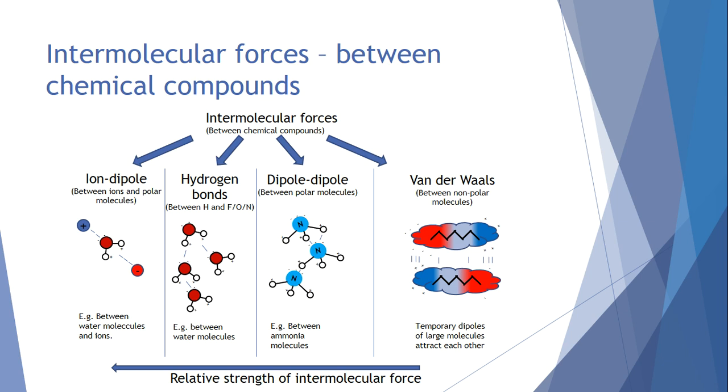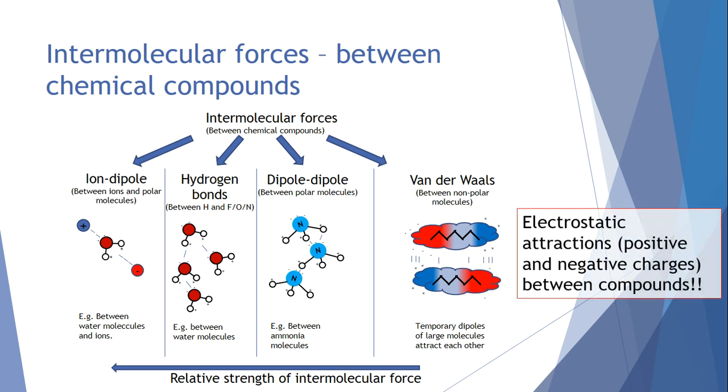Here's an overview of the various types of intermolecular forces that we will be covering in this video. We can talk about ion-dipole interactions, the strongest of intermolecular forces. Then we can talk about hydrogen bonds. We can talk about dipole-dipole interactions between polar molecules and van der Waals forces between non-polar molecules. And you can see the relative strength of these various intermolecular forces down here. So the further to the left in this figure, the stronger the type of intermolecular force, though everything's relative, of course.